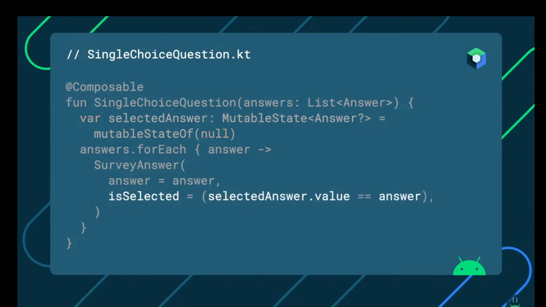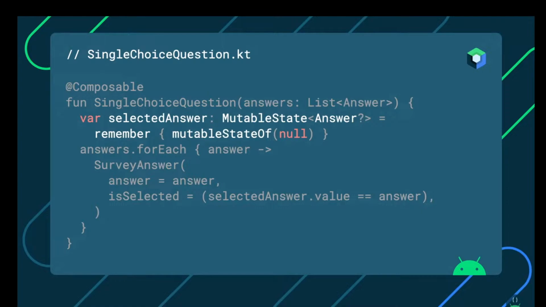We also need to update the value of isSelected to compare the current answer to the selected answer. Since selectedAnswer is of type MutableState, we have to use the value property to get the selected answer. When this value changes, Compose will automatically re-execute the SurveyAnswer composable so that the selected answer is highlighted. Creating a state object also requires that it be called within a call to remember.